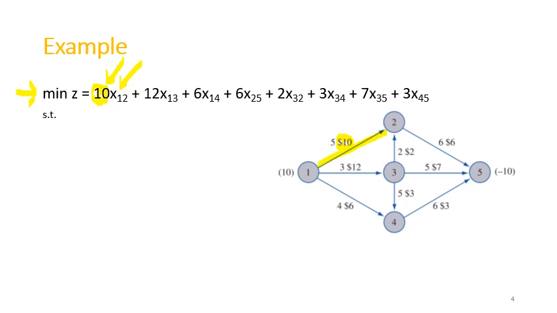Let's take another example. Let's say this here, $6. It is this 6 here. So for each unit of item that you send from 2 to 5, it will cost you $6. So $6 is the cost, and x25 is the number of units that you are transporting from node 2 to node 5.